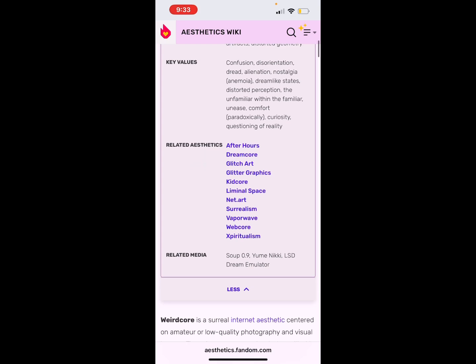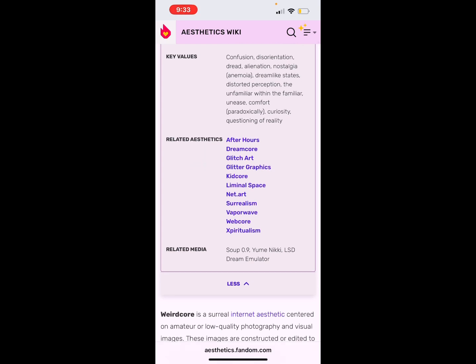Okay, you get it. Key values: confusion, disorientation, dread, adrenaline, alienation, nostalgia, dreamlike states, distorted perception, the unfamiliar with the familiar, unease, comfort, proximity, curiosity, question of reality.